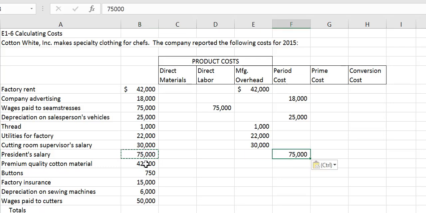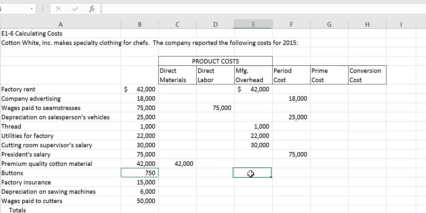Cotton material used in the chef's clothing, that's direct material. Buttons, those you could kind of go either way. If these buttons are costly and we would keep track of inventory that went into each product, we might call them direct materials. In this case, I'm going to call them manufacturing overhead. Because they're so small, we're probably not counting exactly how many we're using for what.